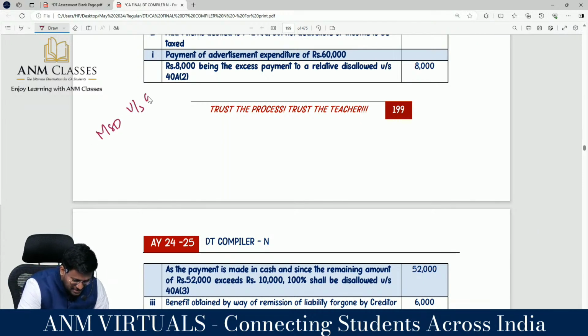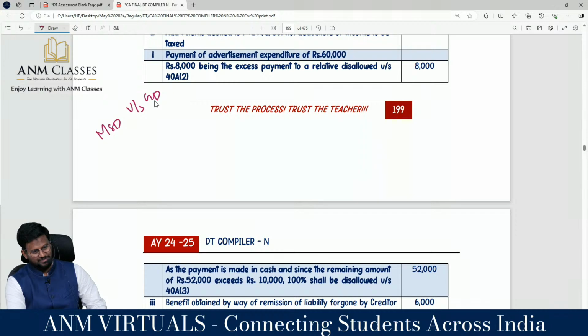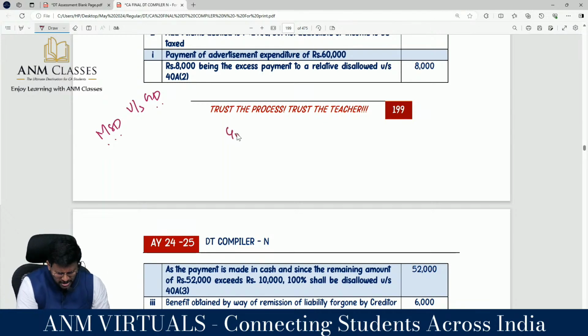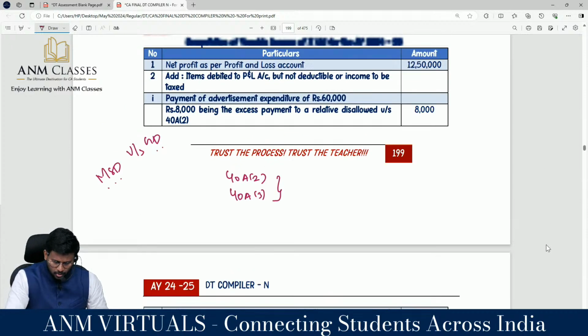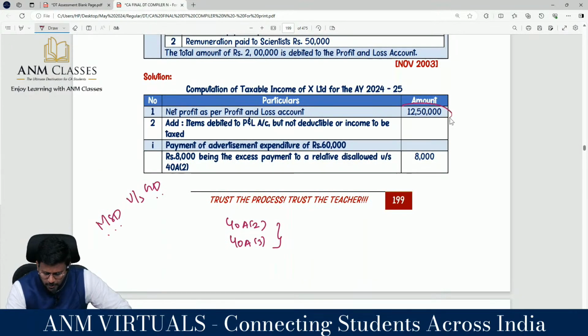Or the rule MSD versus Ganguly Dada will be applicable. What is MSD? More specific definition versus general definition. I have the more specific 40A subsection 2, and I have the more specific 40A subsection 3. Which will be applicable, or whether the latter, the better, will be applicable, is the discussion. Clear? What is the net profit as per P&L?